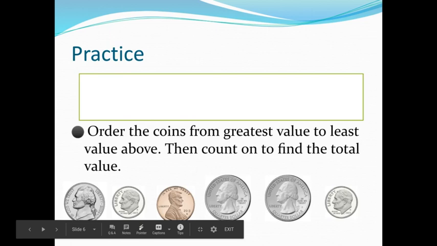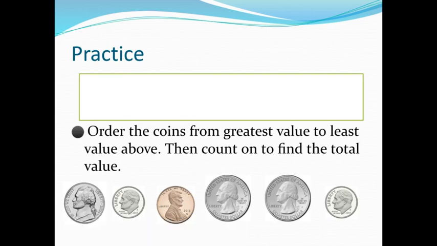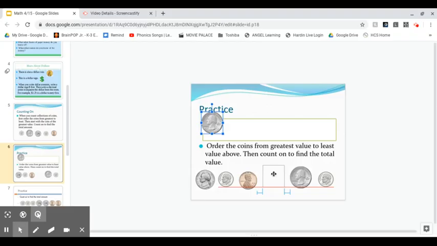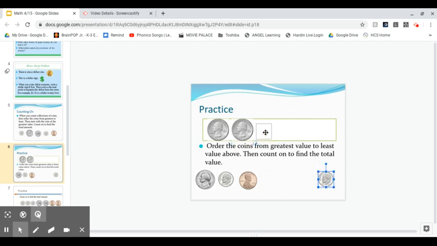So we're going to practice that. It says order the coins from greatest to least to find the value above. We know that our quarter has the greatest value. So we're going to go ahead and put it up first because we're going from greatest value to least value. We had 2 quarters, so I'm going to add both of those in. What coin do you think is going to come next? You're right. We're going to do a dime next. We have 2 dimes, so we're going to drag those in. And then our nickel is our next greatest value. And finally, our penny has the least value.